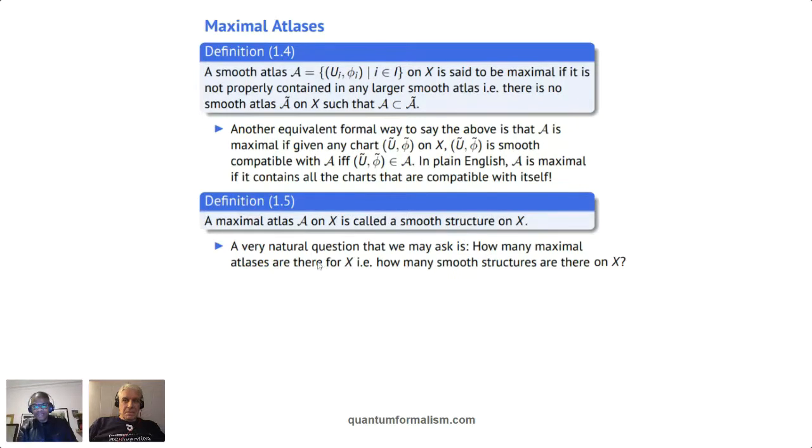Now, here's a very natural question. How many maximal atlases are there for X? I guess this is going back to Amir's question. You could also ask, how many bases are there for a vector space? Amir has another comment, one word: infinite. Yeah, that's a very interesting thing.